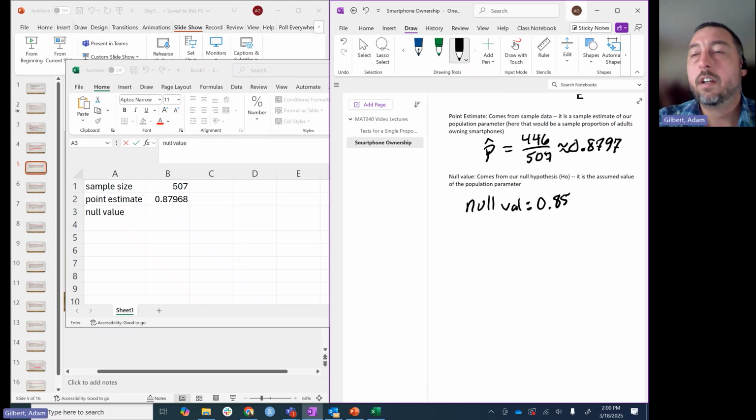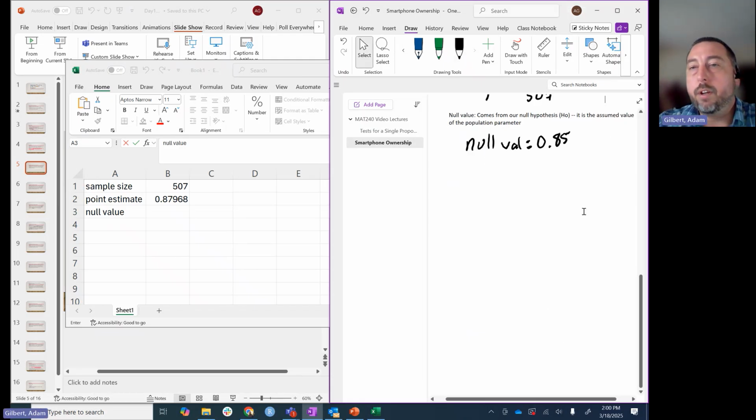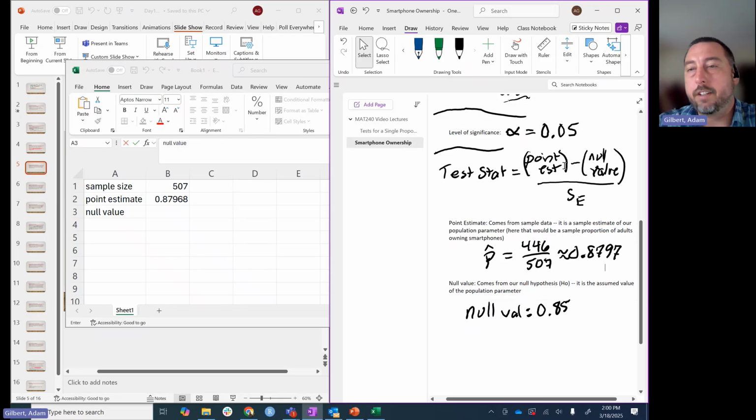0.8797 was our point estimate. And now we have two out of the three pieces for our test statistic. We've got the entire top of that fraction, the point estimate. Again, that's our sample statistic, minus our null value. The null value is the assumed value of the population parameter.